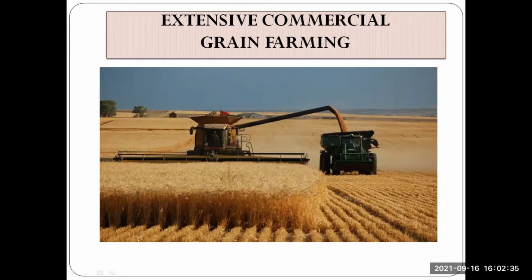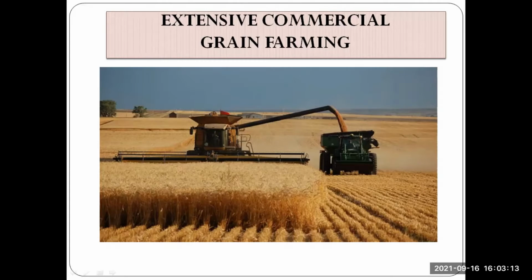In contrast to intensive agriculture in the tropics, extensive commercial grain farming is characteristic of those parts of the world where population is relatively low and fertile land is available in plenty. Farms are therefore very large, ranging from 250 to 15,000 hectares.